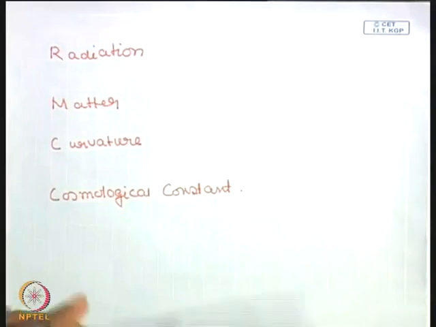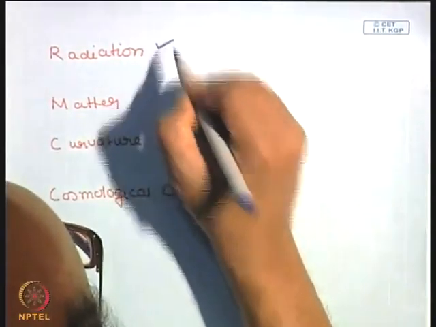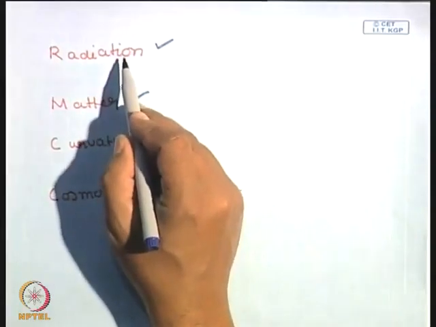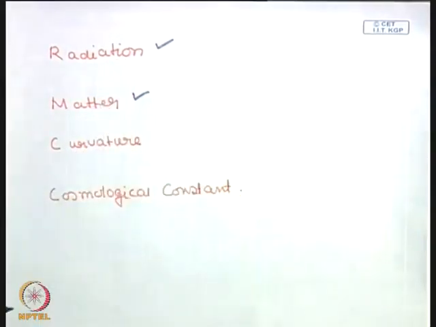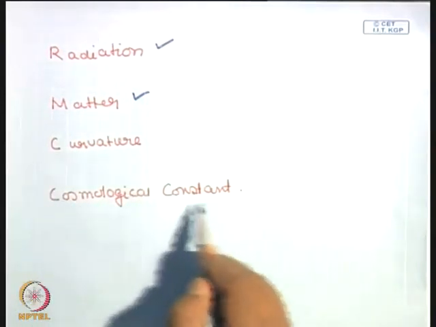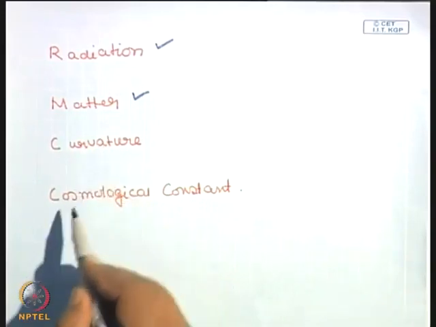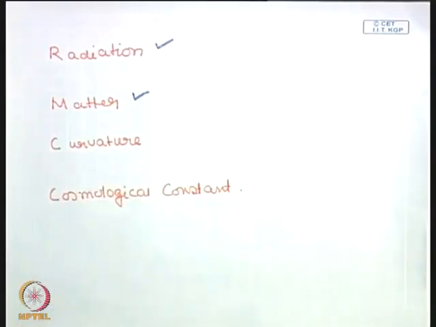Okay, these two we know definitely for sure that they exist, because we have measured the CMBR and we see matter around us. Okay, curvature we do not know. Cosmological constant, there is evidence that this is very small if it exists at all, whatever.